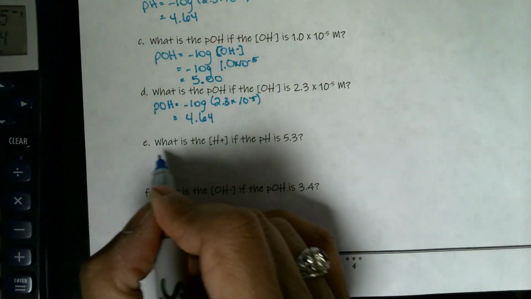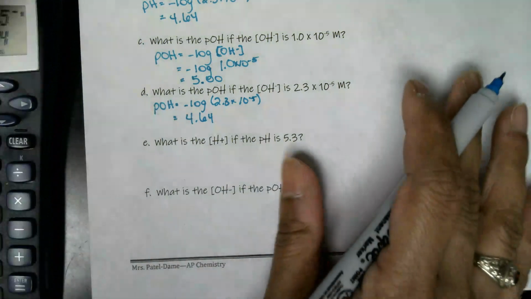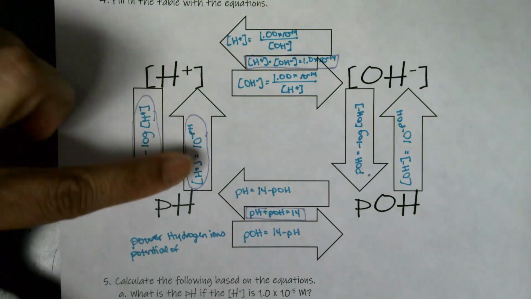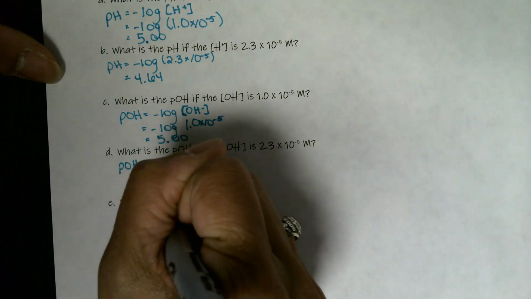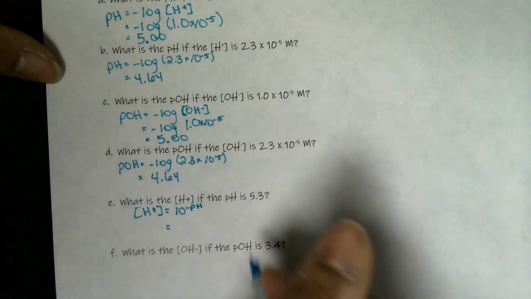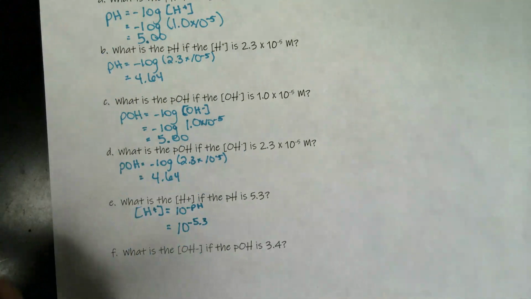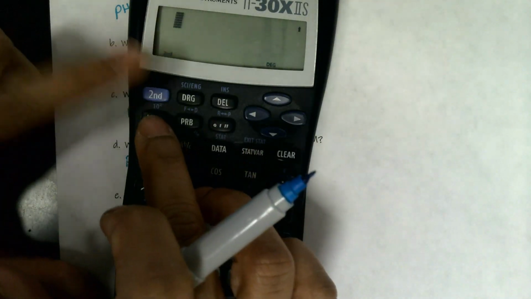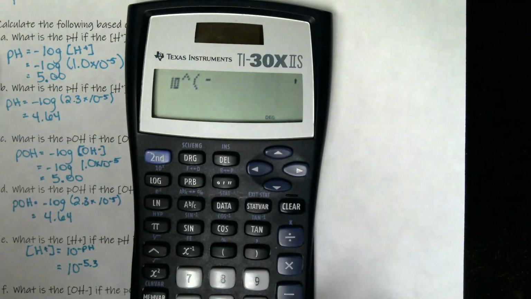And then E, what is the H plus concentration if the pH is 5.3? So I am here, I need to get to here. So I'm going to use this equation. I know that H plus is equal to 10 to the negative whatever the pH value is. So this is 10 to the negative 5.3, and then I will solve for that. So using this calculator, I will do second log, and that should be negative 5.3.